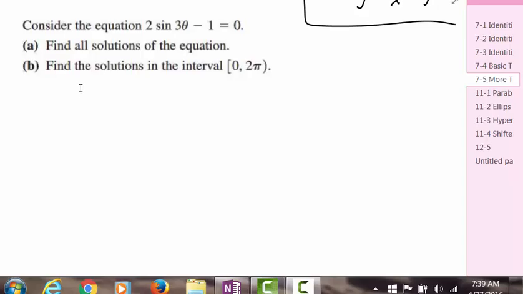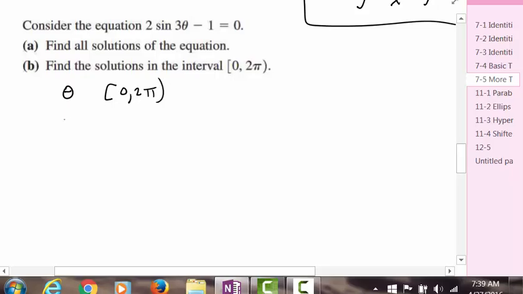So let's have a quick conversation about something then. If theta lives in 0 to 2 pi, what would be the domain of 3 theta? 0 to 6 pi. Okay. Now, what's so special about 2 pi to 6 pi? What does that physically mean we're doing? It means we're looking at the unit circle and we're going around the unit circle 3 times, right?